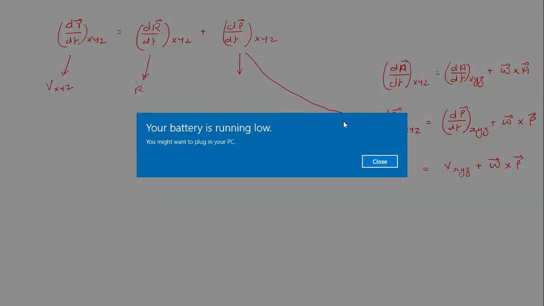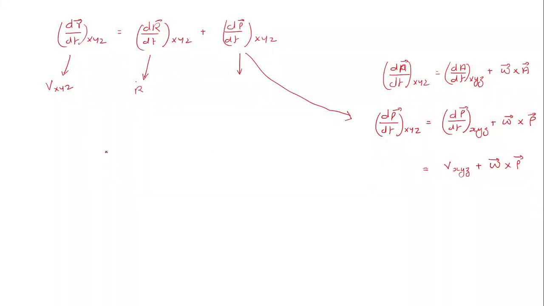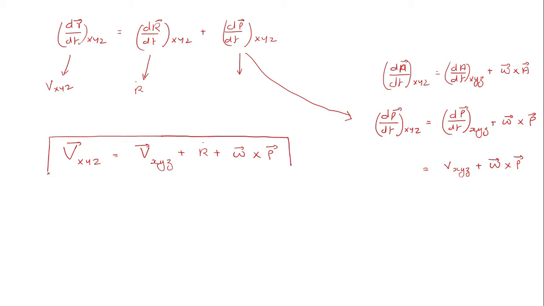So applying all these, I get the velocity of the point P with respect to the primary frame capital XYZ is equal to the velocity of the point P with respect to the moving frame small xyz plus R dot plus omega vector cross rho vector. This equation you will have to study by heart.